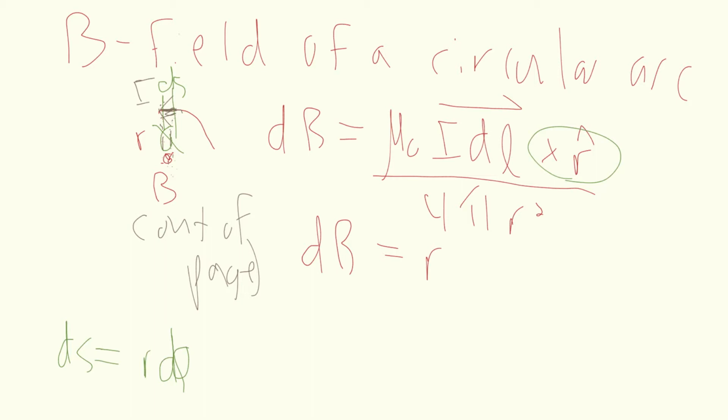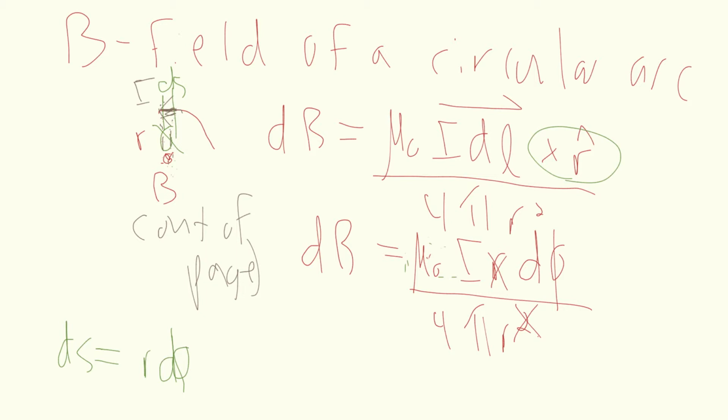Okay, so dB equals mu naught I, erase that, that's probably better too, mu naught I r d phi divided by 4 pi r squared. So that's going to be the little contribution. And the r, that radius, is going to be the same as this one, so I can divide one of these out.